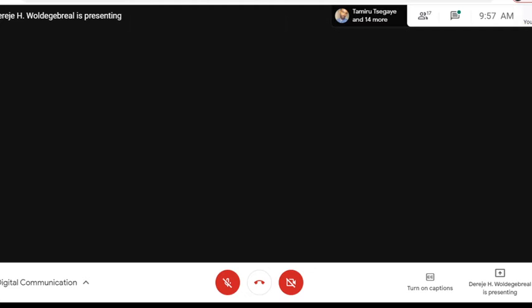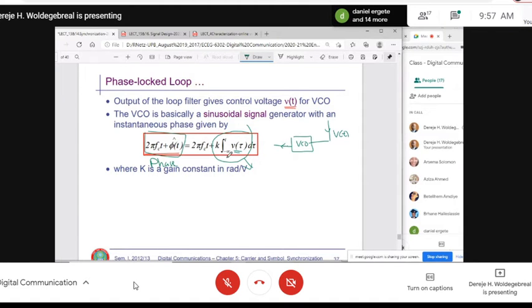So this is a factor that changes the phase, and of course the phase shift is proportional to the input to the VCO, and strictly speaking it's proportional to the integral of the input to the VCO. Of course there is a term K, which is called the gain, controlling the error, and it's called a gain constant which is measured in rad per volt. Now let's take all these into account.